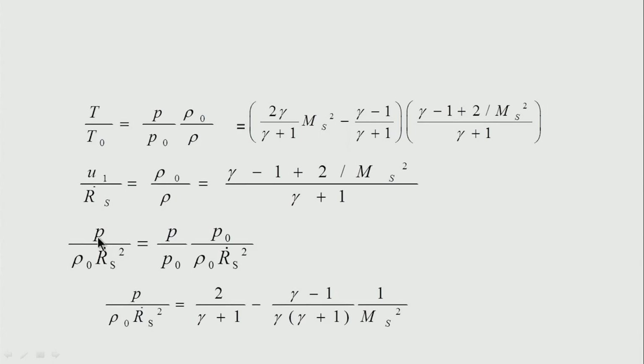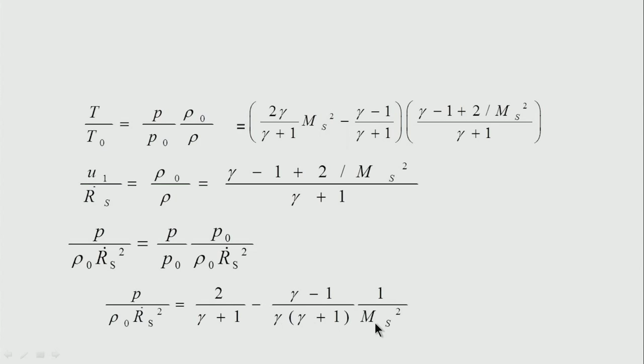dot square. Therefore, I can write this p by rho 0 Rs dot square as p by p 0 into p 0 divided by rho 0 into Rs dot square, and I know the value of p by p 0, which I already have on the board. Therefore, the value of p by rho 0 Rs dot square becomes 2 over gamma plus 1. I had the value of Mach number over here, I simplify it, and I get 2 over gamma plus 1 minus gamma minus 1 divided by gamma into gamma plus 1 into 1 over Ms square.